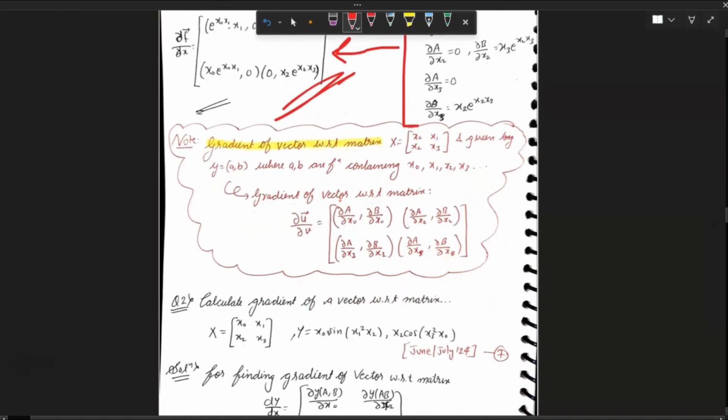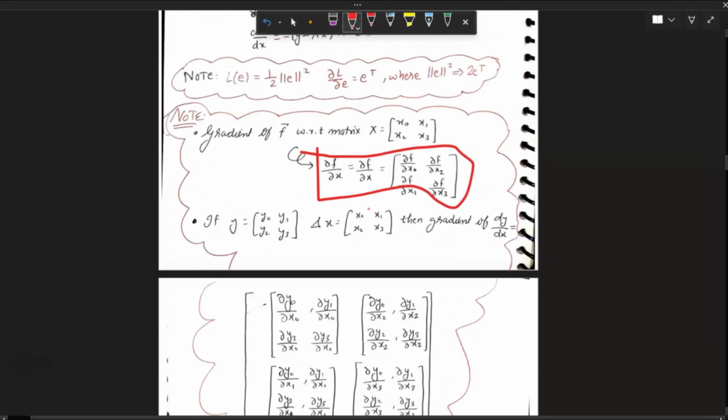Now move to the next note, that is gradient of a vector with respect to matrices. Let's see the vector given here as y equals ab, where a and b are functions containing x0, x1, x2, x3, okay. Then how to write it? See, ∂y/∂x is this: ∂a/∂x0, ∂b/∂x0, you write both terms in a single bracket, okay. ∂a/∂x0, ∂b/∂x0, ∂a/∂x2, ∂b/∂x2. How to relate it with the previous formula?